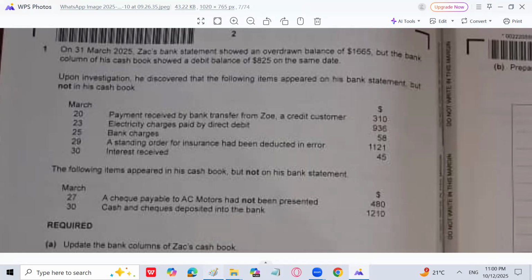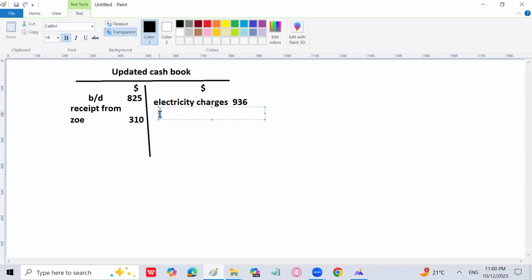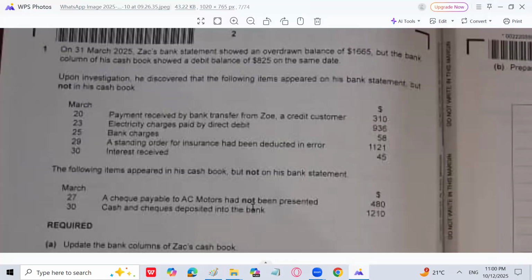I will write the bank charges on the credit side, like here. There is going to be how much? 58 bank charges. Again, it's a payment debited in the bank statement, but not yet credited in the cash book. Next, standing order for insurance has been deducted in error, 1121.